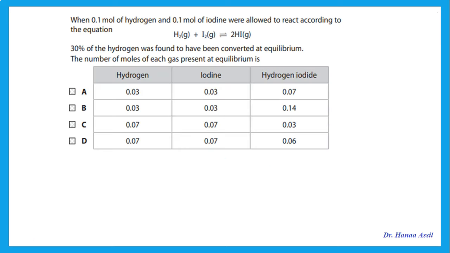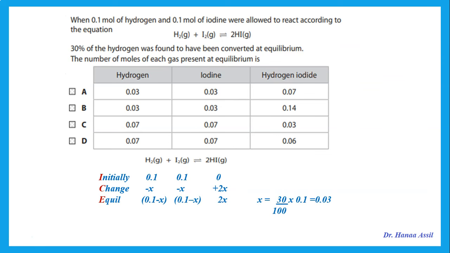When 0.1 mole of hydrogen and 0.1 mole of iodine were allowed to react according to the equation, 30% of the hydrogen was found to have been converted at equilibrium. The number of moles of each gas is what? Now, if we have this equation, again, if we use the ICE chart, initially we started with 0.1 of H2 and 0.1 of iodine. Now, the change should be minus x and plus 2x of HI. But at equilibrium, we're told that 30% of the hydrogen had been converted.